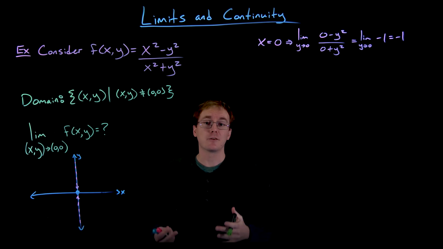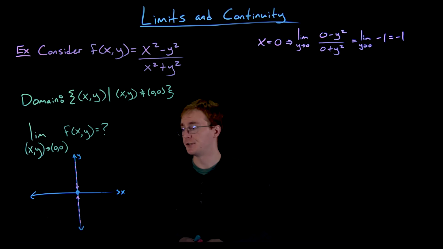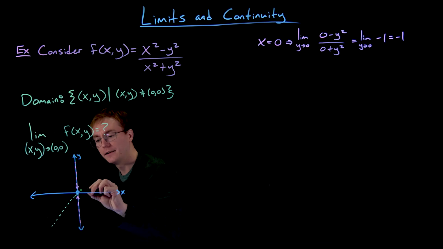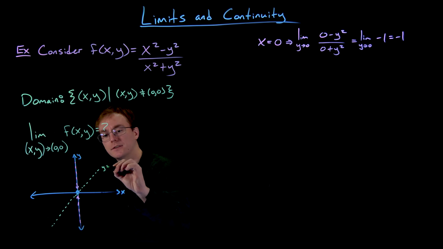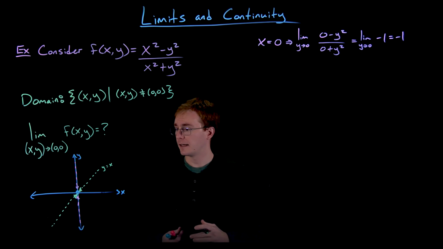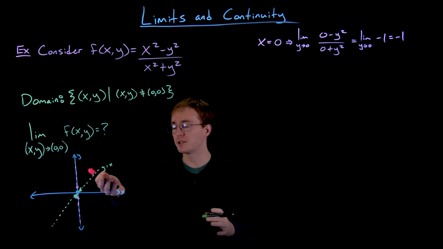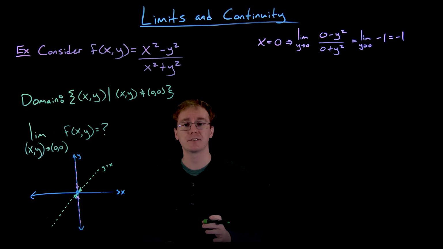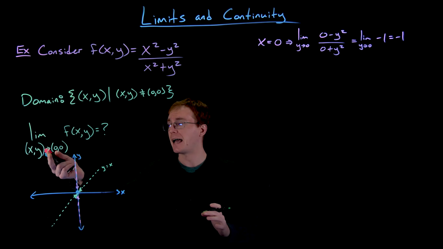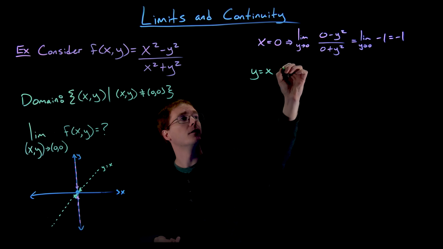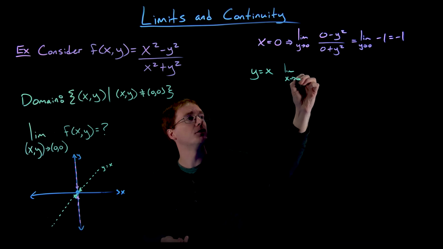But this is not the only path that we can take to the origin or the point 0, 0. Another way that we can approach the origin is diagonally through a line like y equals x. And so how do we incorporate into our limit notation that we are approaching this point through the line y equals x? Well, what we know is if we are on this line y equals x, then x and y are completely interchangeable. So instead of writing our limit as the limit as x comma y approaches 0, 0, we can write it as the limit as x approaches 0.